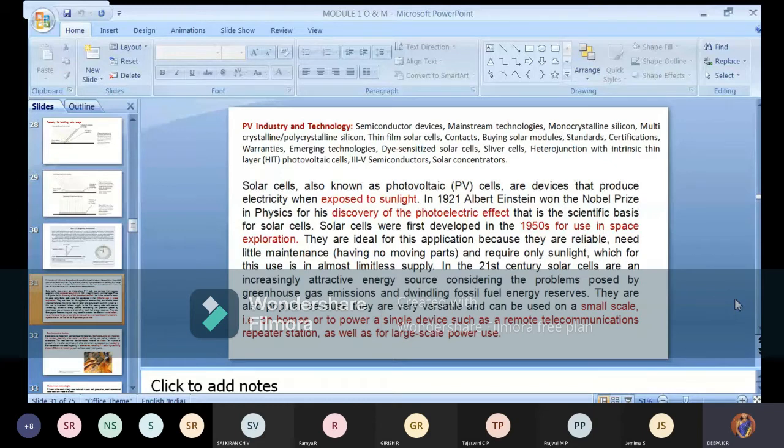And they're also popular because they are very versatile and can be used on a small scale, that is, like your house's power, a single device such as a remote telecommunication repeater station, as well as for the largest. It means solar is not limited only to the large sector and not limited only to the small sector, but you can use it in both ways.